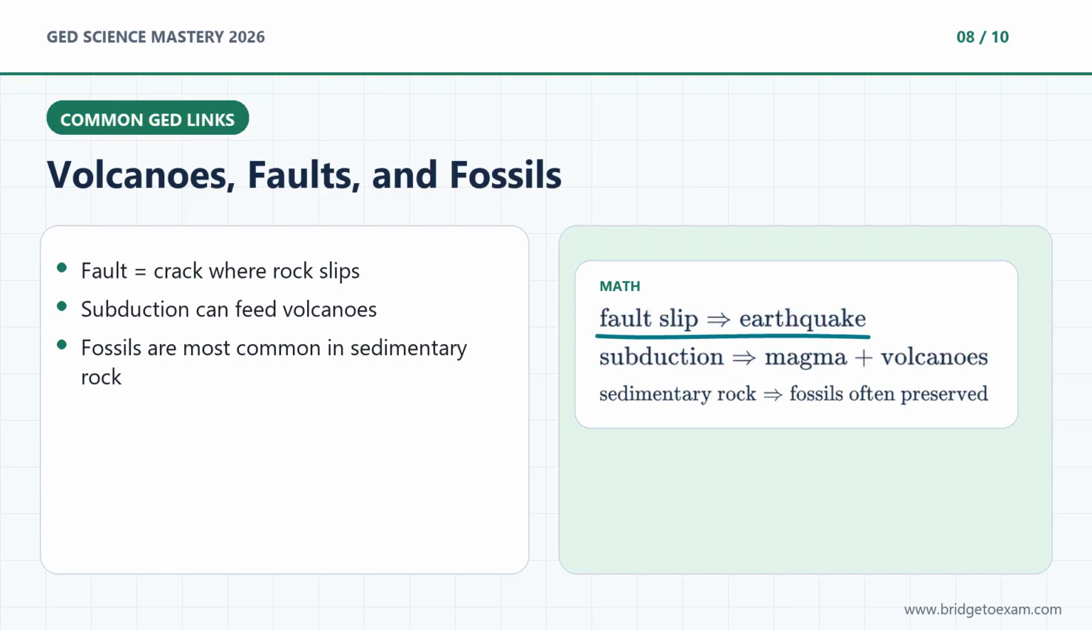3 quick links help with many questions. A fault is a crack where rock slips, often causing an earthquake. Volcanoes often form where one plate sinks beneath another, melts, and feeds magma upward. Fossils are most often found in sedimentary rock because sediment can bury remains before they decay or wash away. When the GED gives you a location, a rock type, or a feature, ask what process made it.